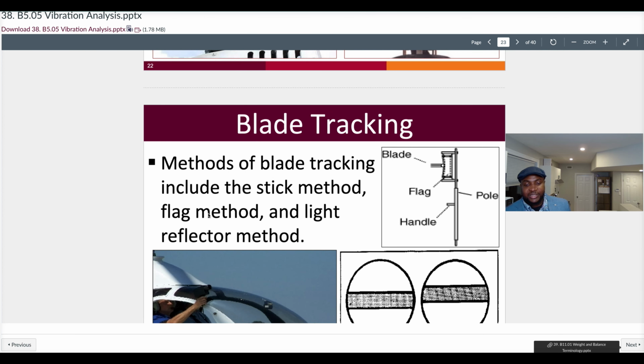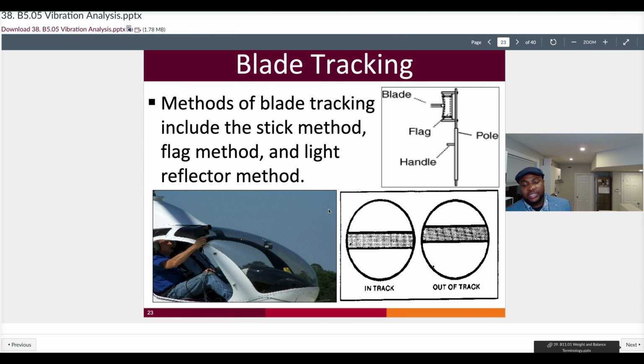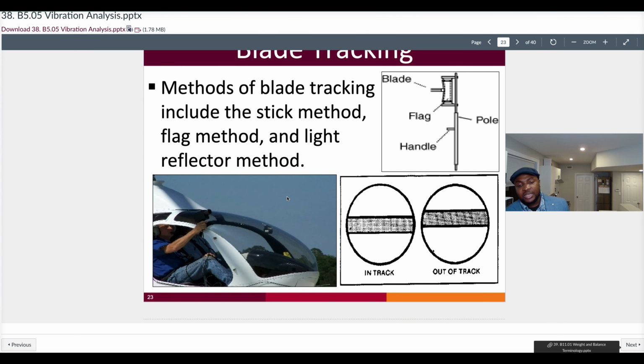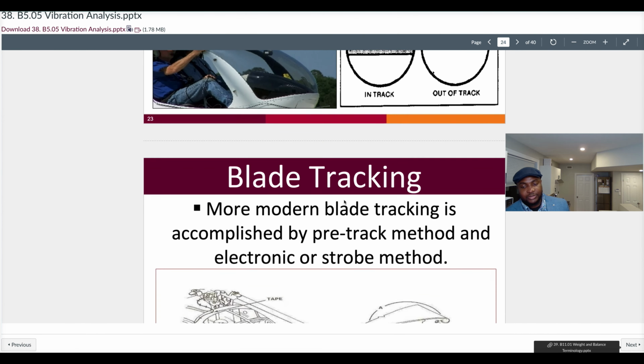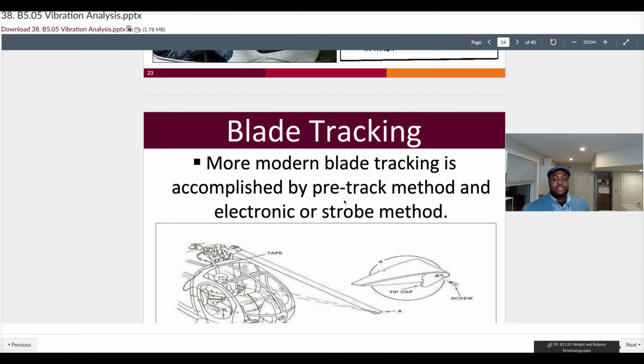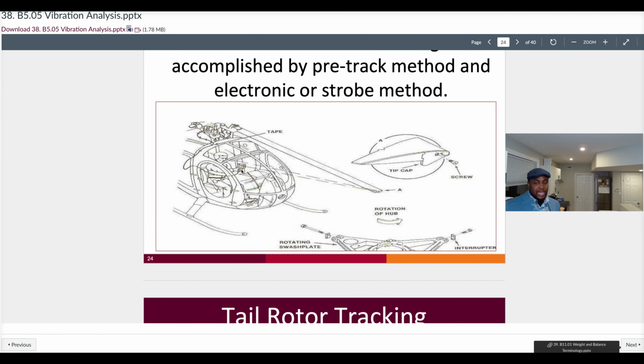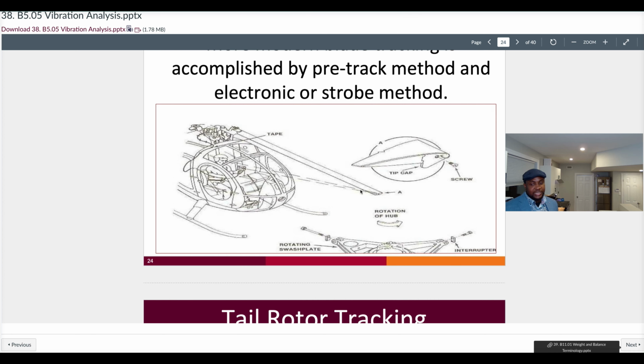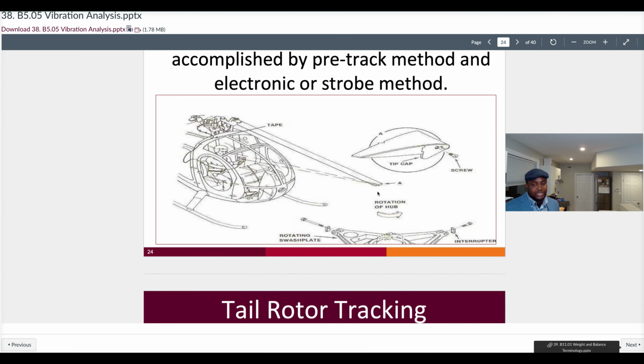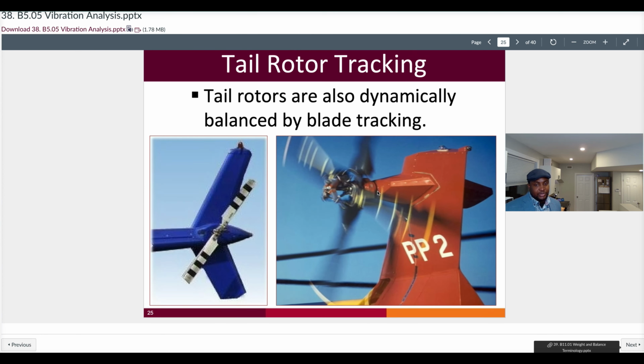Methods of blade tracking include the stick method, which we just showed, where you have a pole, a handle, and someone holding it. And we have other methods that use lasers or light reflected methods to show in track or out of track. Modern blade tracking is accomplished by pre-tracking method and electronic strobe method, where you have an electronic strobe generator that is pointed at the blade tip and is able to analyze whether a blade is in track or out of track.